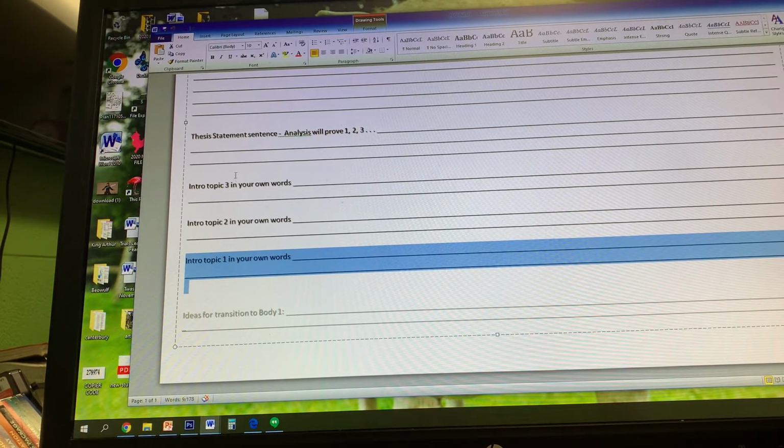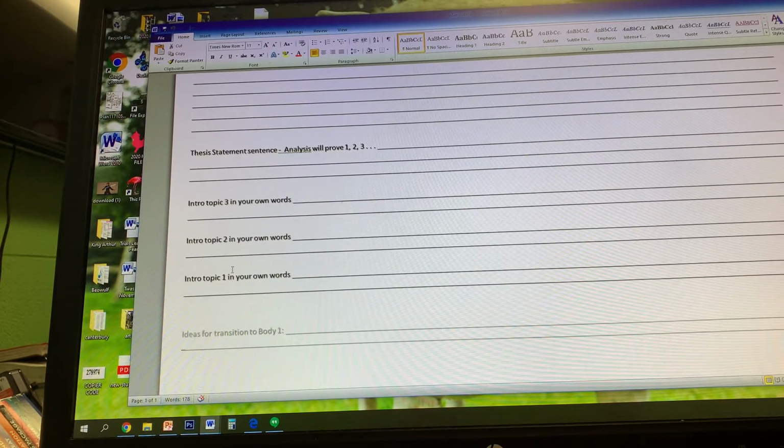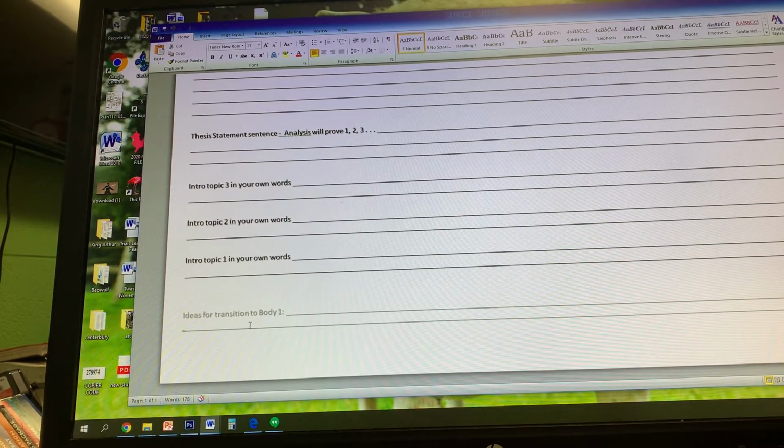Now, the reason you're doing these in reverse, you are saying, even though you're not using personal pronouns, I'm going to prove 3, 2, 1, and then I'm going to transition into number 1. Makes it super easy. So you just finished introducing number 1. Now you're going to transition into body 1. And then you're going to begin the paper. So this is how to make those transitions easy. This way you're not hopping and skipping all over the place and losing your reader.